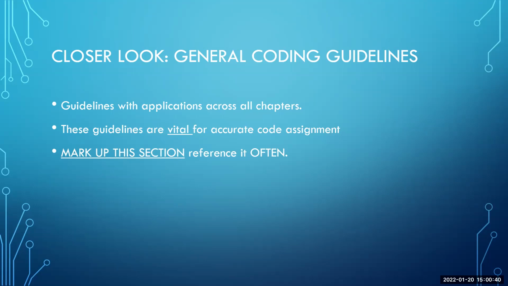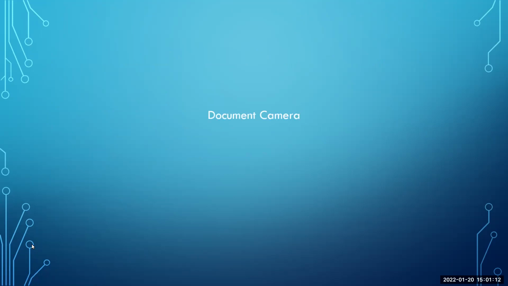Okay. I would really recommend that you put a tab here at the general coding guidelines, and that you mark this section up a lot, because it is really, really vital to how we code the rest of the semester. Okay. So if you're still feeling anxious about writing in your book, now's the time to tackle that anxiety and go ahead and start writing and highlighting in your book. Okay. All right. So I'm going to switch to the document camera.